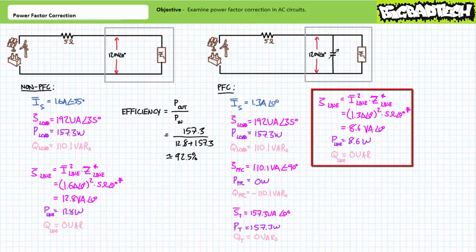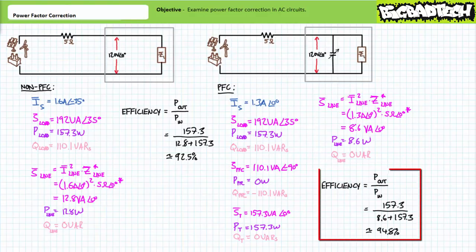Substituting in our given values yields an apparent power figure of 8.6 volt amperes at an angle of 0 degrees. Resolving this into its real and reactive components demonstrates the transmission line is directing 8.6 watts towards real power and 0 vars towards a reactive interchange. Using this larger, more inclusive perspective, it can be said that the generating facility is now supplying two loads, where the transmission line is consuming 8.6 watts, and the electrical load is consuming 157.3 watts. Given the 8.6 watts of real power dissipated by the transmission line is considered a loss, the efficiency of this larger system can be considered 94.8%.